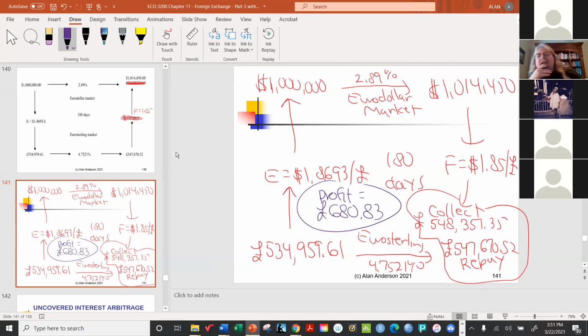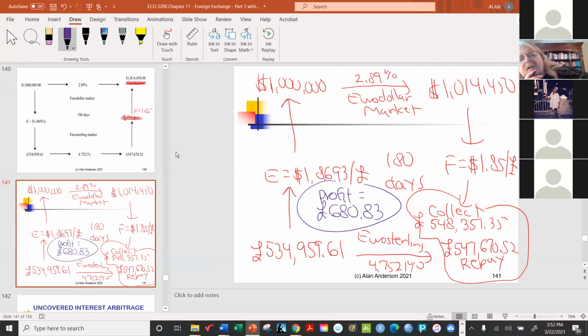All right, now that's not a lot of money, but the forward rate is only off very slightly. It's just a little too low. It was supposed to be 1.8523, so it's really not that far off, but it's far enough off that we can make a risk-free profit by borrowing sterling and investing in dollars. And that's all we had to do.